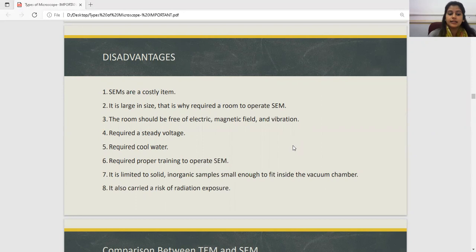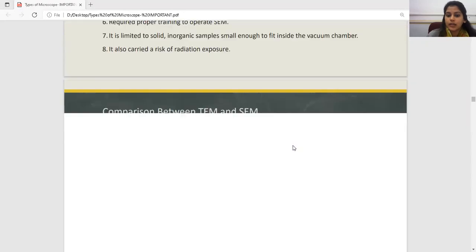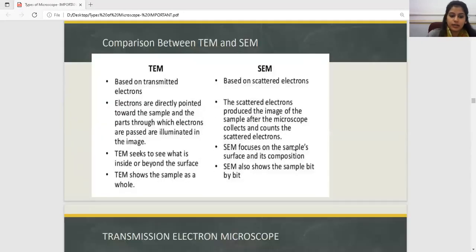As I told, it scans the ultrastructure, the external topography alone. So this is well known to study the solid components alone. And it also has a risk of radiation exposure, as we are working with a highly accelerated beam of electrons.